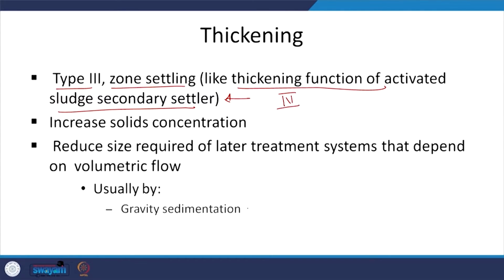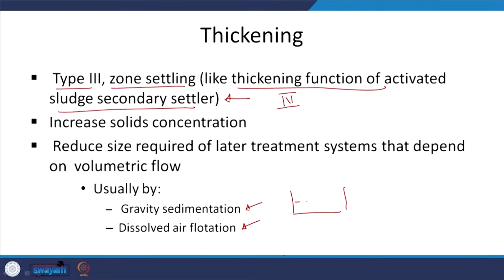As I mentioned, the most widely used is gravity sedimentation, sometimes dissolved air flotation, depending upon the type of sludge that you have. If the flocs are relatively more buoyant, then rather than trying to settle them down, you invert the process. You introduce air under pressure, so that these buoyant sludge particles or solids will move up to the surface where they will be removed.